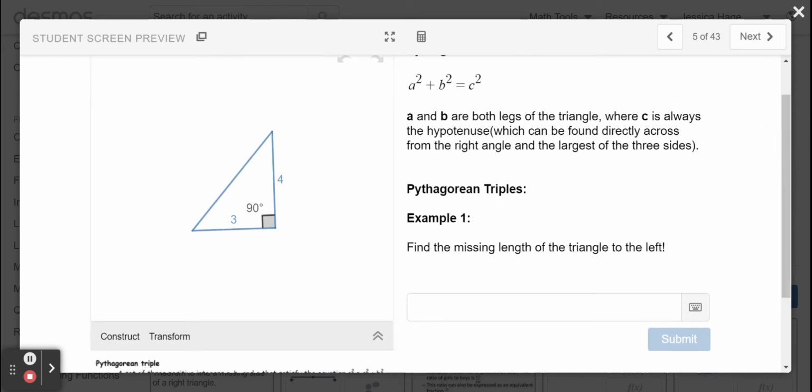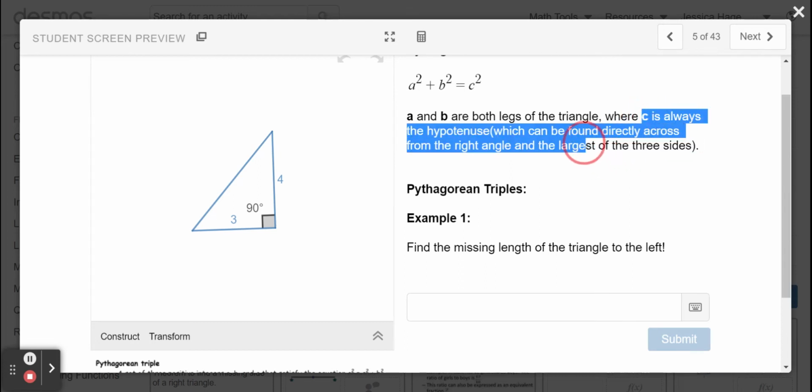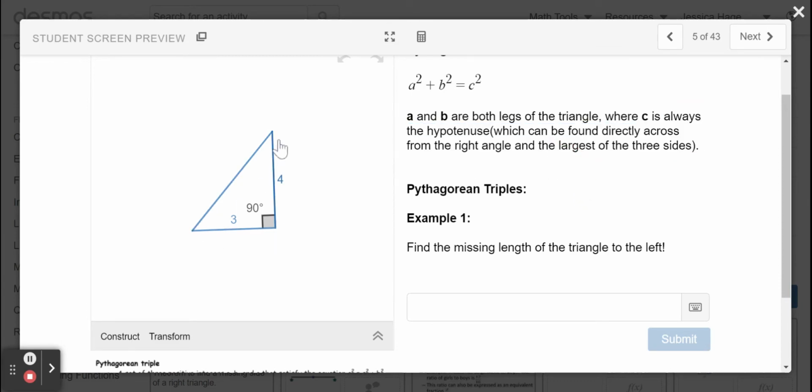So a and b can be switched. It doesn't matter if a is, in this case, the 3, or if you say b was 3. I like to go in order of number, so I would make a 3 and b 4. a and b are always the legs of the triangle. Those can be switched in and out for each other. But c always has to be the hypotenuse, which is across from the right angle. And it's always the biggest number because this diagonal is larger than the other two numbers.